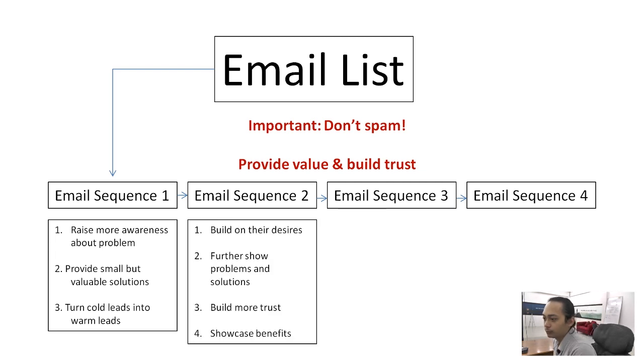Email sequence 2, the purpose is to build on their desires. It's time to build on their desires. You show them the desires and the wants that they have, similar to the Mall of Asia Arena sample case study I showed you earlier. Then second is to further show their problems and your solutions, right? Then number 3 is build more trust, and then number 4 is showcase benefits.